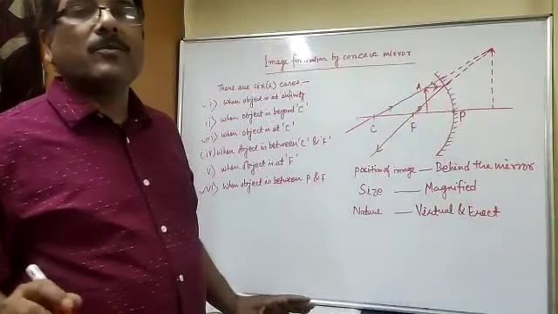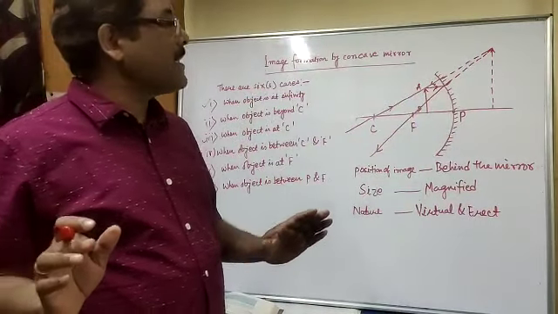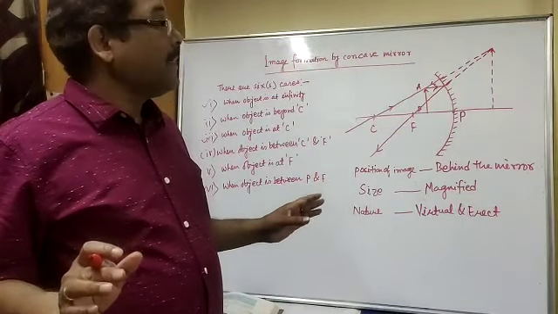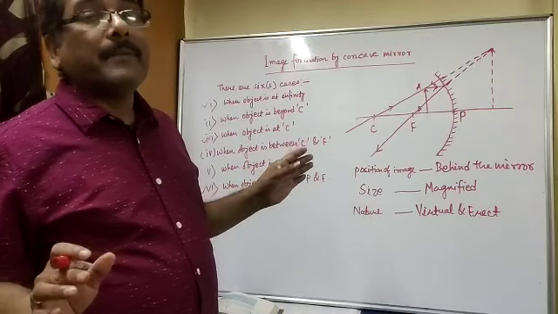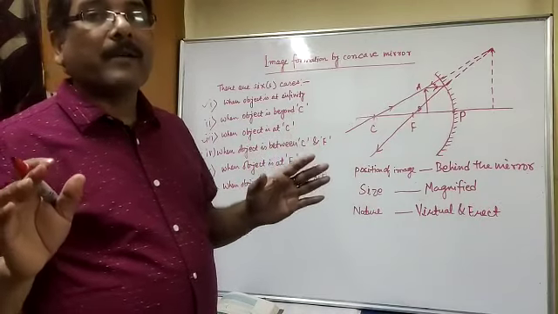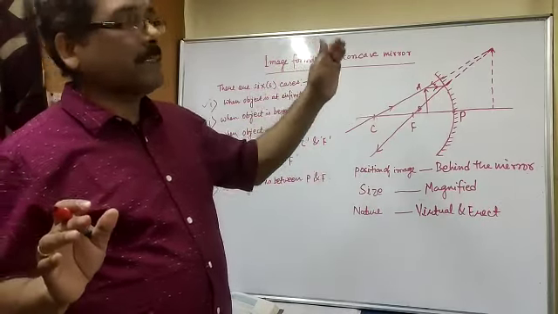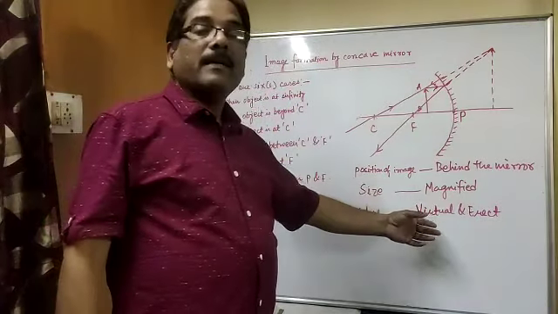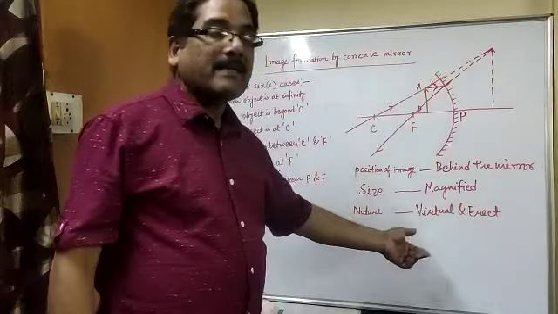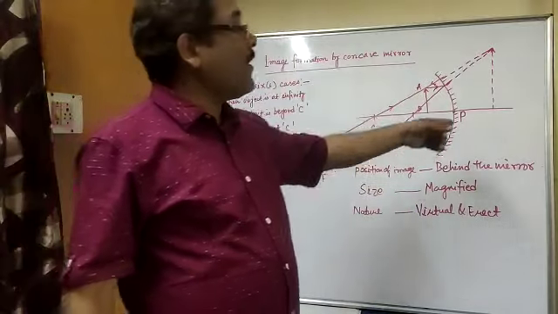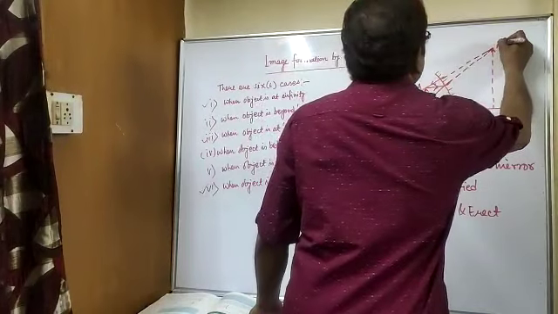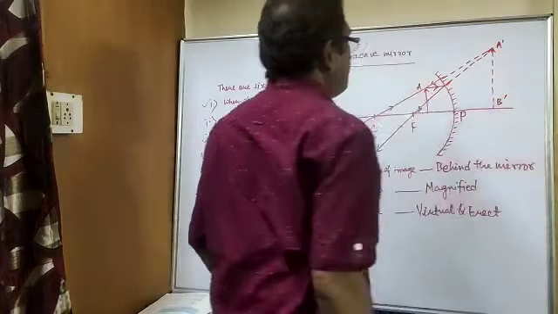Virtual because the two reflected light rays are not meeting at a point. Actually, really, they are meeting behind the mirror virtually. So here the nature will be virtual. It means we are getting a virtual image, and virtual images are always erect. So A dash B dash is the image.